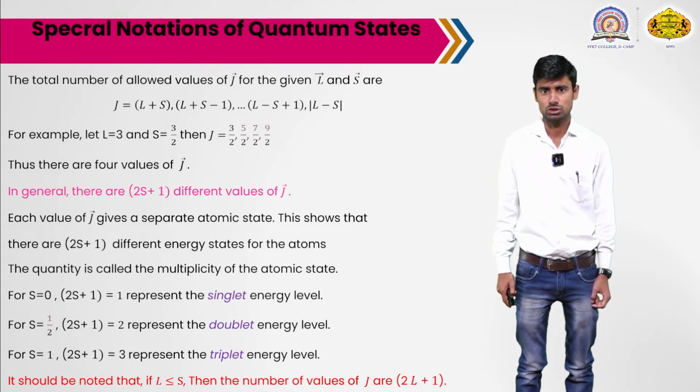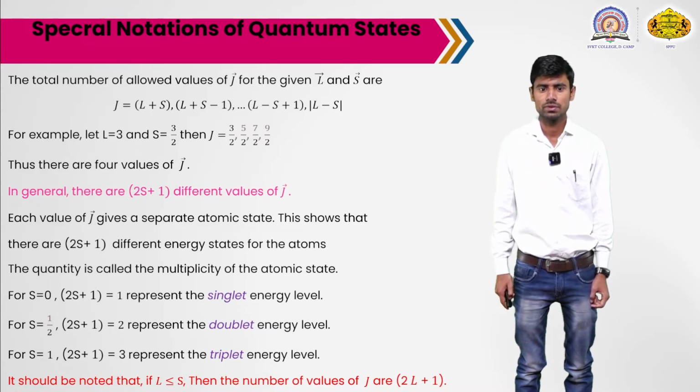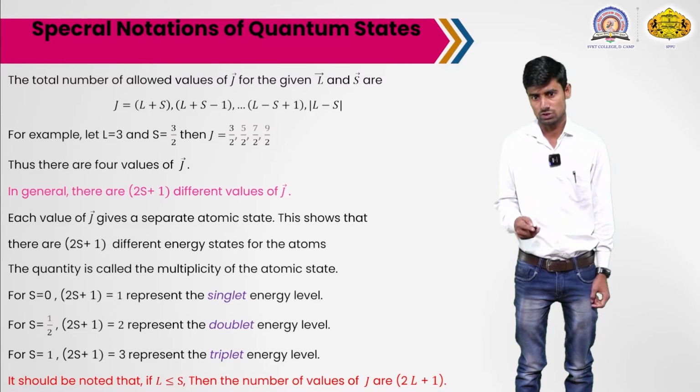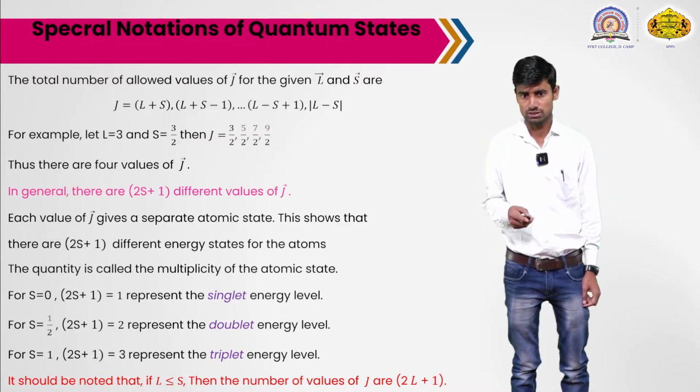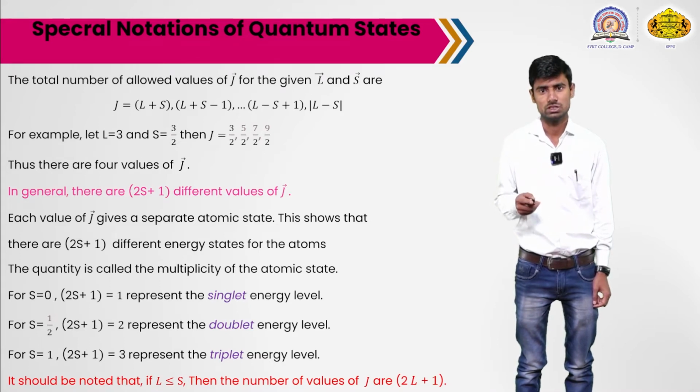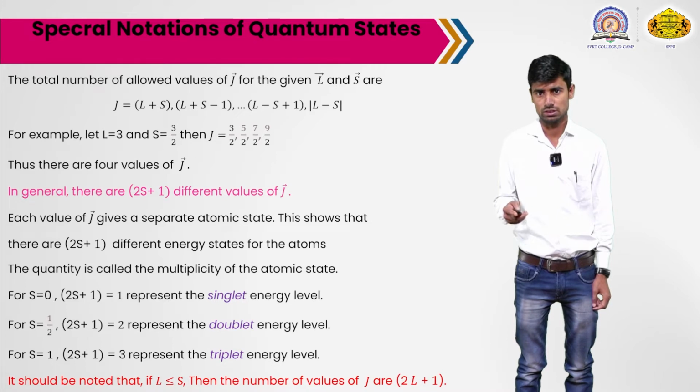For capital S equals 0, the multiplicity 2S plus 1 equals 1, which represents the singlet state energy level, or a singlet state. For S equals half, 2S plus 1 results in 2, and the multiplicity of the atomic state is 2, which represents the doublet energy level, or simply doublet state. For S equals 1, 2S plus 1 equals 3, that is, multiplicity is 3, and that represents the triplet energy state. So S equals 0, multiplicity is 1, which is a singlet. For S equals half, multiplicity is 2, which is a doublet. For S equals 1, multiplicity is 3, which is a triplet.